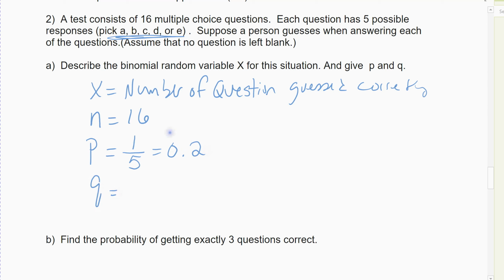Q would be, well, suppose A was the correct answer. There's your 1 out of 5, that's correct. It means there were 4 other ones that you could pick that were wrong. So you had 4 out of 5 chances to get it wrong, which is 0.8, an 80% chance of guessing it wrong. And so there is my binomial. You can either guess a question wrong or you can guess it correct. Right or wrong, that's what makes it a binomial. There's only 2 things that can happen when you're guessing: you guess it correct or you guess it incorrect. That's it.